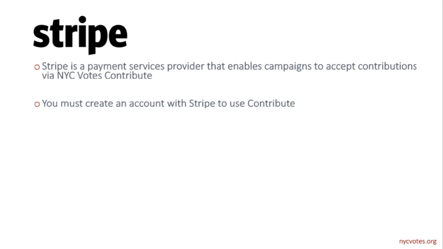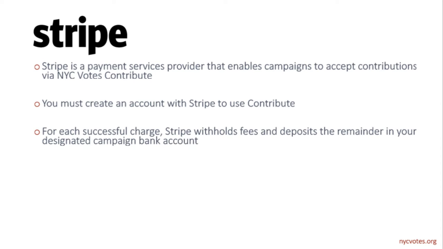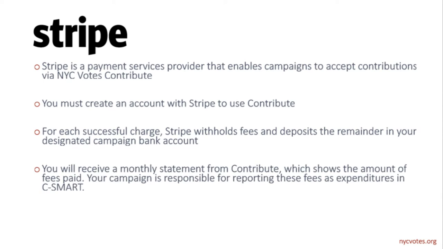Stripe is the payment services provider that enables campaigns to accept contributions using Contribute, and you must create a Stripe account in order to use Contribute. For each successful contribution, Stripe withholds fees and deposits the remainder in your campaign's bank account. You will receive a monthly activity statement from Contribute, which shows the amount of Stripe fees paid for the month. Your campaign is responsible for reporting these fees as expenditures in CSmart. If you or your contributors have any payment or billing questions, you must resolve those directly with Stripe.